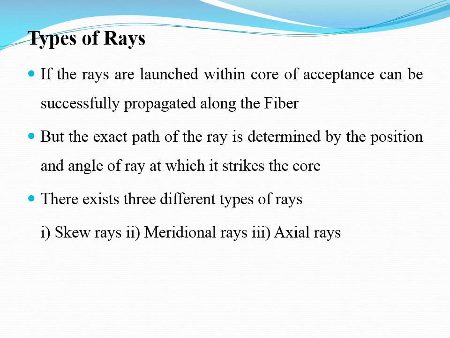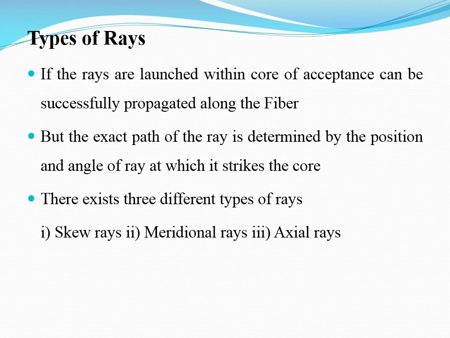So if the rays are launched within the core of the acceptance, they can be successfully propagated, or what we call efficient propagation, along the fiber. But the exact path of the ray is determined by the position and angle, so that has to be known. The path of the optical ray is determined only by the position and the angle at which it strikes the core. So that is what we have to consider in identifying the position and angle of a ray.